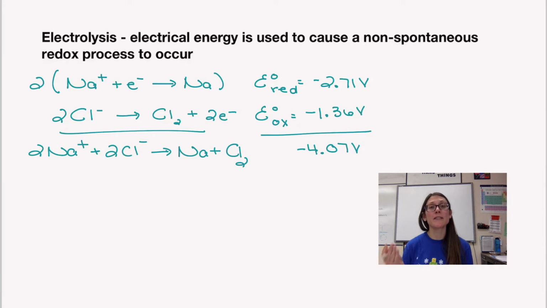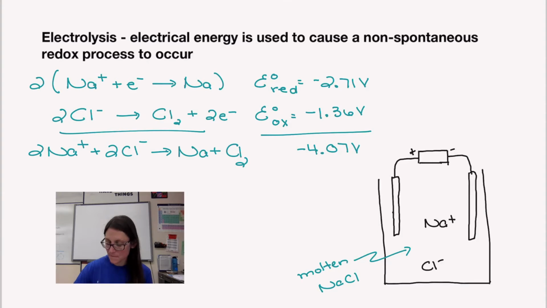In fact, the cell potential for this process is negative 4.07 volts, that negative sign indicating that it's not thermodynamically favorable. So in order to make this happen, what we're actually going to do is take our molten salt and put electrodes into it and attach a battery or other power source to the electrodes. The battery acts as an electron pump, pulling electrons from the anode and pushing them into the cathode.